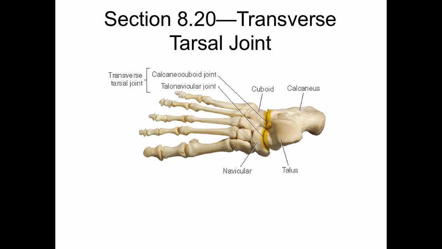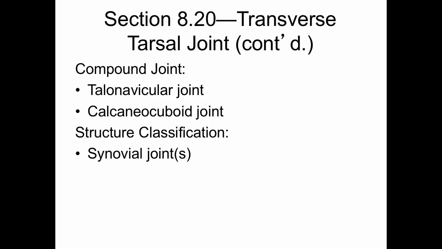The transverse tarsal joint runs transversely across the tarsal bones. It is a compound joint composed of two joints that are collectively called the transverse tarsal joint. The talonavicular joint is located between the talus and the navicular bone, and the calcaneocuboid joint is located between the calcaneus and the cuboid. The talonavicular joint is much more mobile than the calcaneocuboid joint.